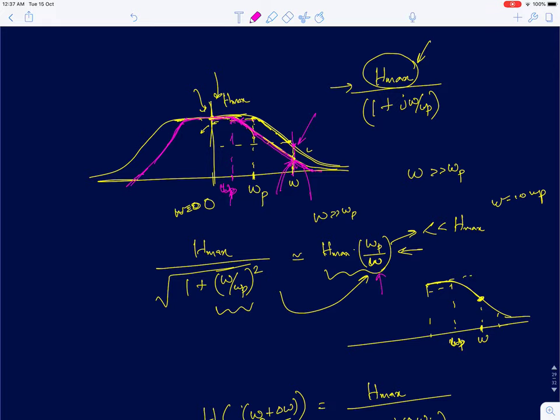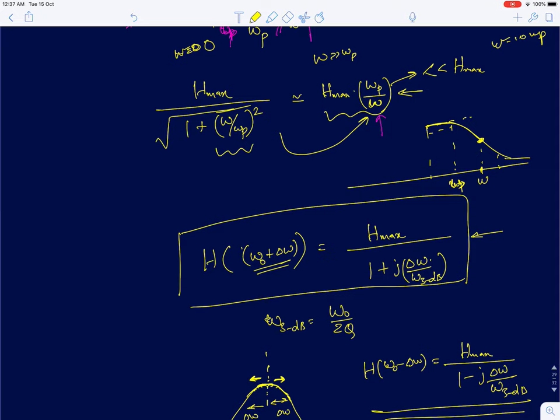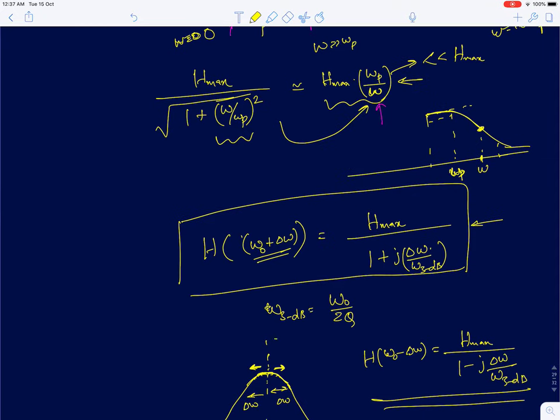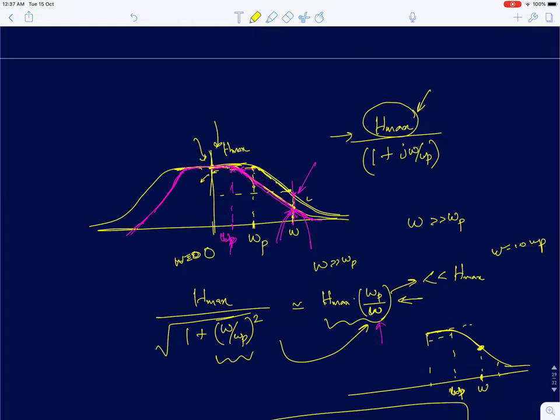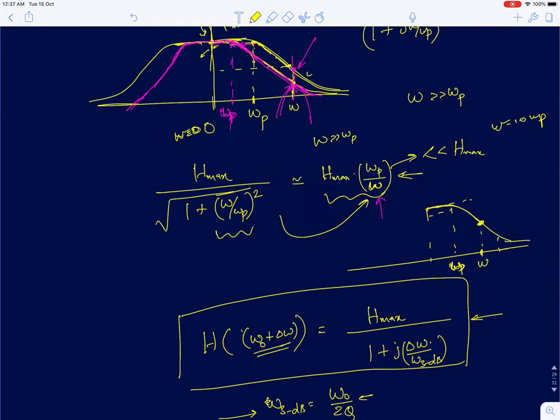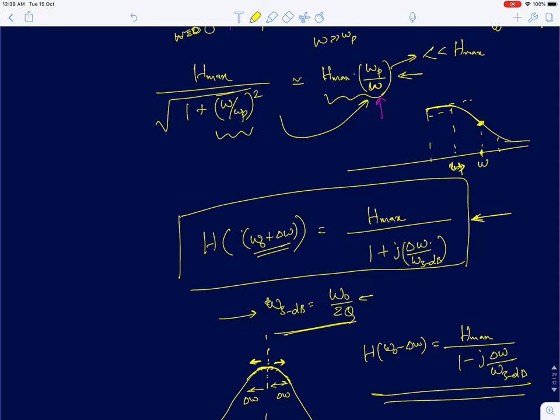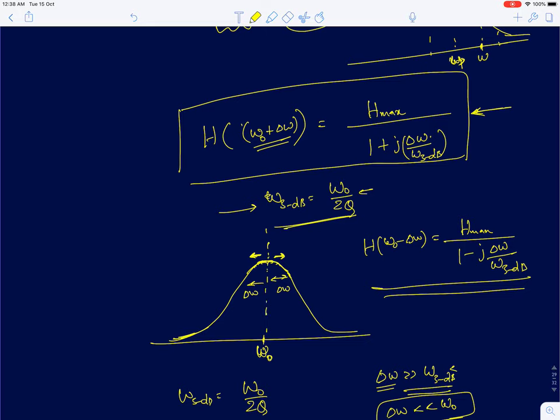Now I'm going to go back to the bandpass transfer function that we derived. We said that for H of omega naught plus delta omega, we got a transfer function which looked like a first order low pass filter. In this case, the 3 dB bandwidth for this first order low pass filter, or the pole, is going to be omega naught by 2Q. So what this equation tells us is that a simple second order bandpass filter behaves like a first order low pass filter when you look at it around omega naught.